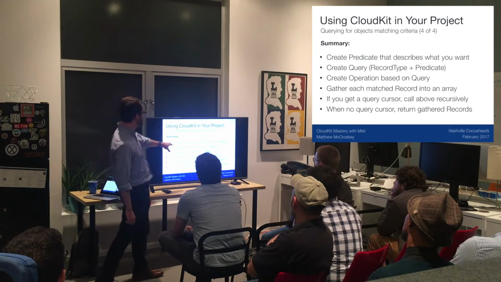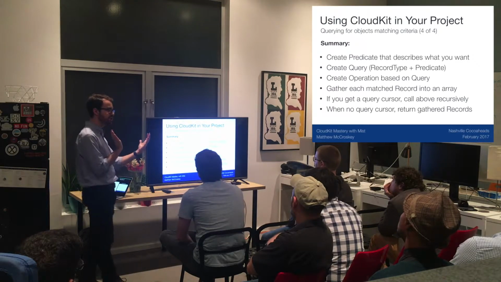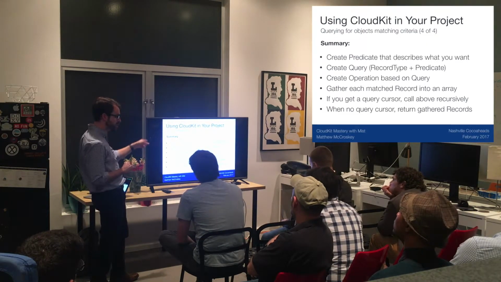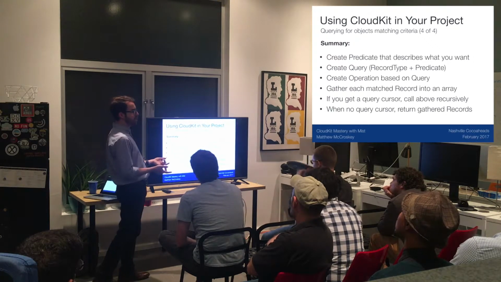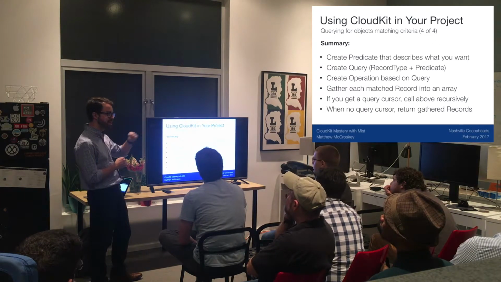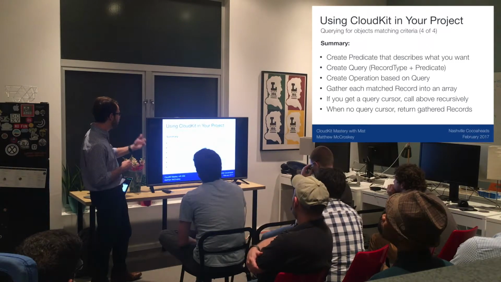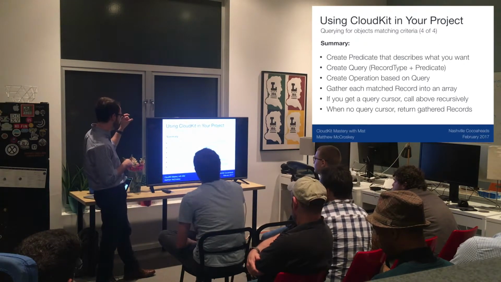Okay, so you create a predicate that describes what you want. You create a query, which is the type of records you want to look for, plus that predicate. You create an operation that contains that query, so it's a query operation. When you execute that operation, it has callbacks: each time it finds a record that matches, it's going to fire a callback that says, I found this record. You're going to want to gather those into an array. So each time it's called, you add a record to this existing array.